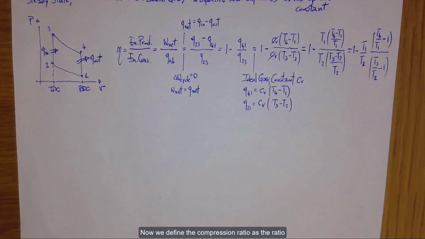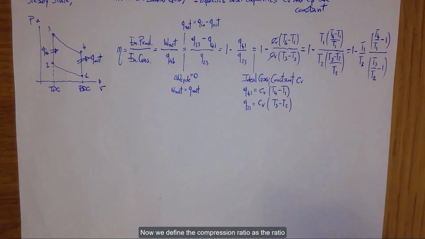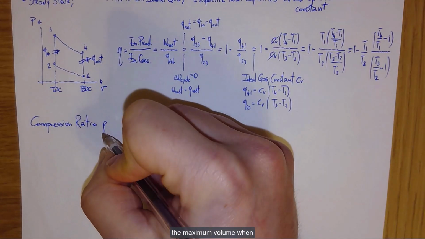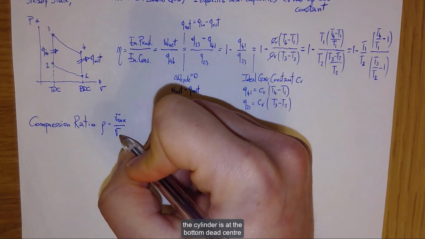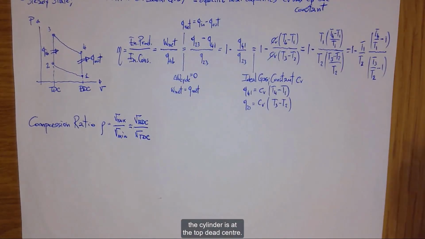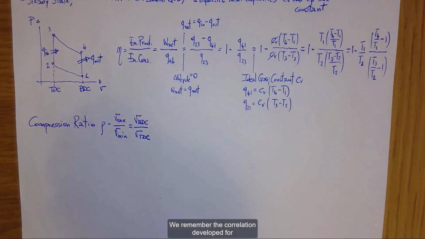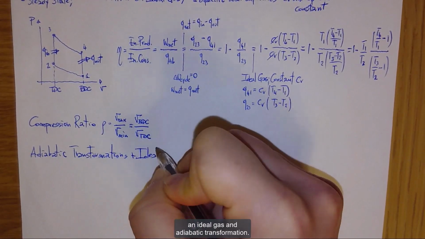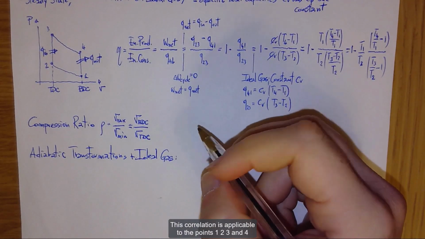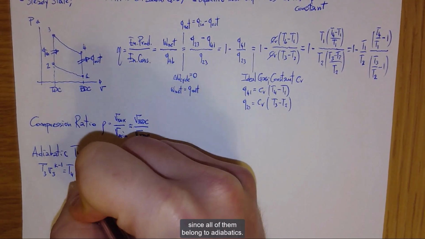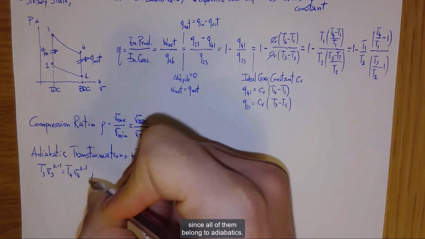We work out the expression in order to write it only as a function of temperature ratios. Now we define the compression ratio as the ratio between the specific volume of the cycle, and in particular the maximum volume when the cylinder is at the bottom dead center, and the minimum volume when the cylinder is at the top dead center. We remember the correlation developed for an ideal gas and adiabatic transformation. This correlation is applicable to the points 1, 2, 3, and 4, since all of them belong to adiabatics.